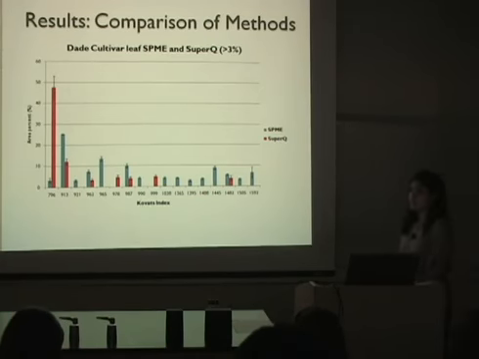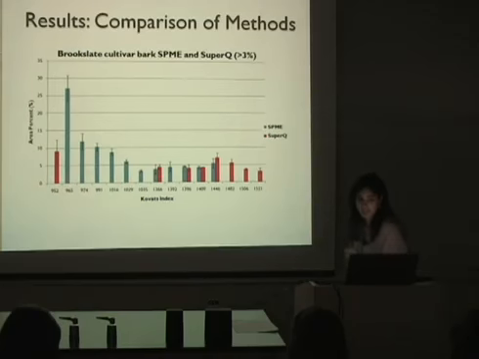So we can see from this data how there are not only differences between the results obtained from the different cultivars, but also differences between the results obtained from the leaf and the bark of the same cultivar.